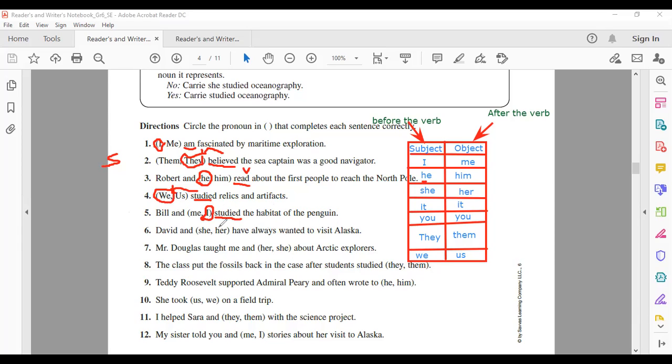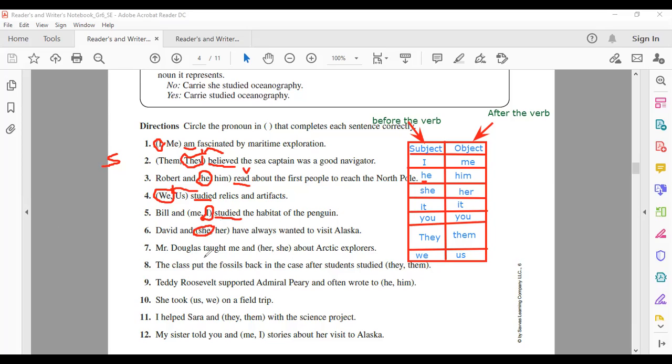So Bill and I studied the habitats of the penguin. So studied here is the verb, and everything before the verb I call the subject. So it will be I. Okay. Number 6. David and she have always wanted to visit Alaska. Excellent. It will be she.